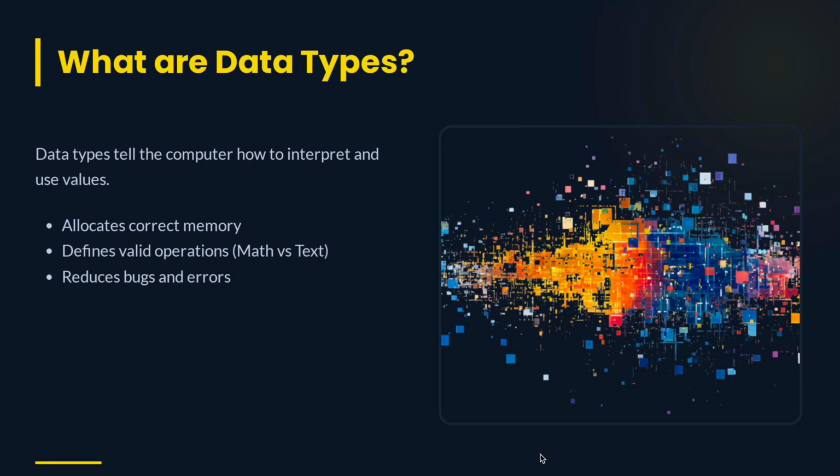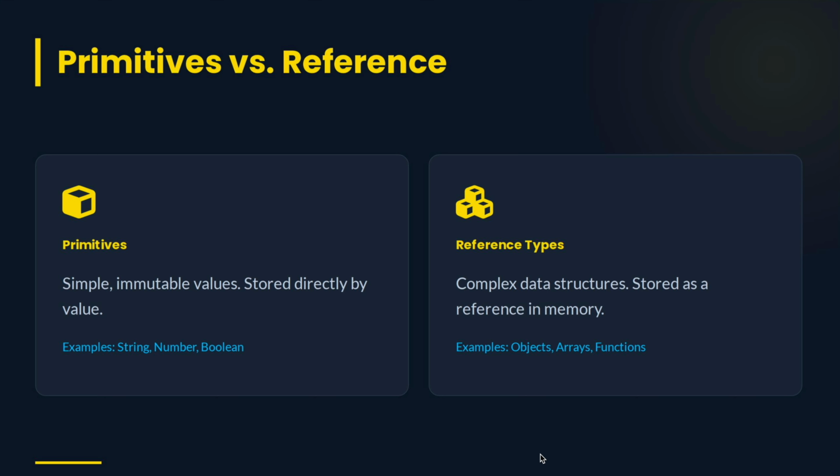JavaScript has 8 main data types and we can divide them into two major groups: primitive data types and non-primitive data types. The primitive data types are string, number, BigInt, Boolean, undefined, null, and symbol. These represent individual simple values. Objects, on the other hand, can contain collections of information and have more complex structures.